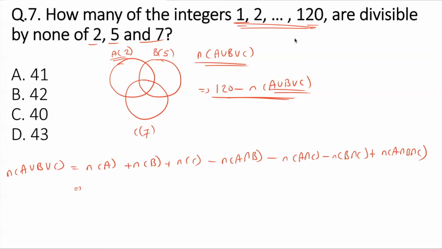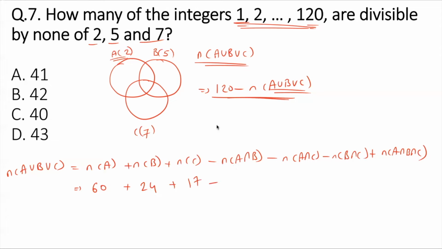So number of elements in A denotes the number of elements divisible by 2. Since we have numbers from 1 to 120, I have 60 numbers which are divisible by 2. Similarly, number of B denotes numbers divisible by 5. Since I have numbers from 1 to 120, I have 24 multiples of 5. And since I have numbers from 1 to 120, there are 17 multiples of 7. Up to 17 sevens are 119.